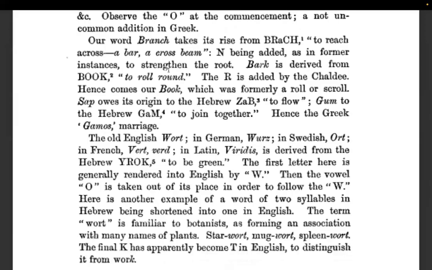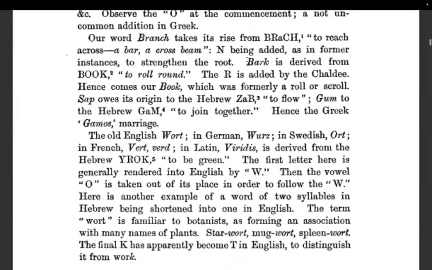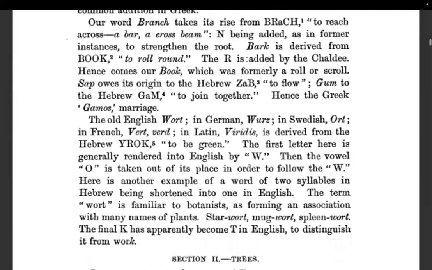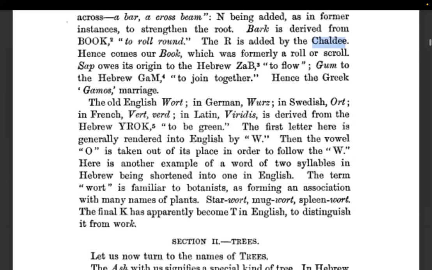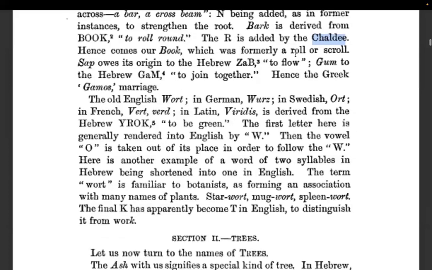Our word branch takes its rise from barach, to reach across, a bar, a crossbeam, N being added, as in former instances, to strengthen the root. Bark is derived from book, to roll round. The R is added by the Kasdim, which means the Babylonian influence. Hence comes our book, which was formerly a roll or scroll.